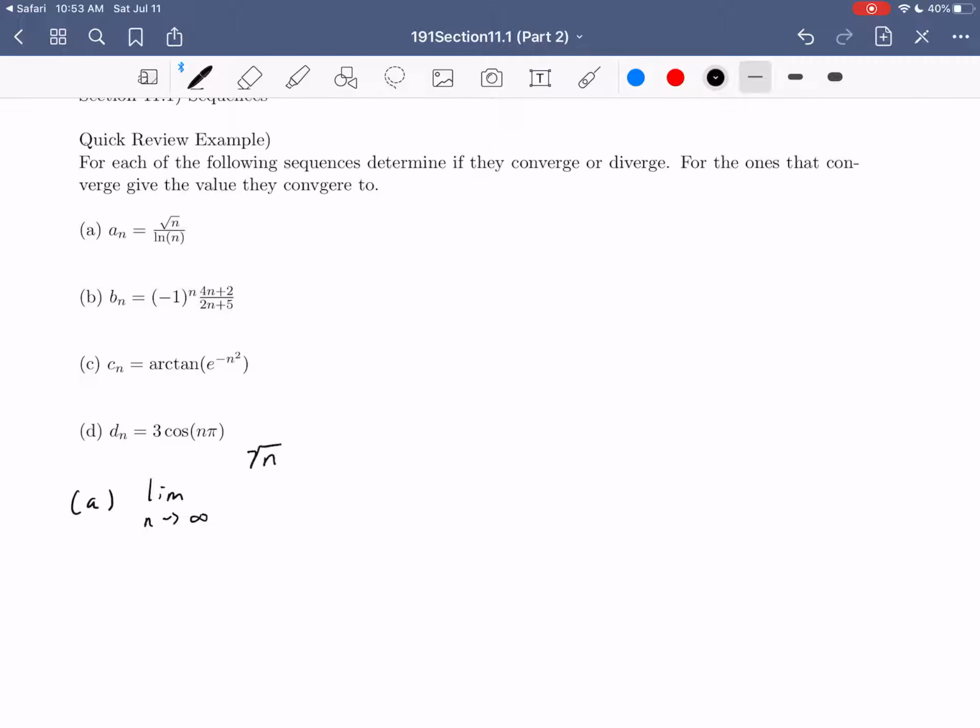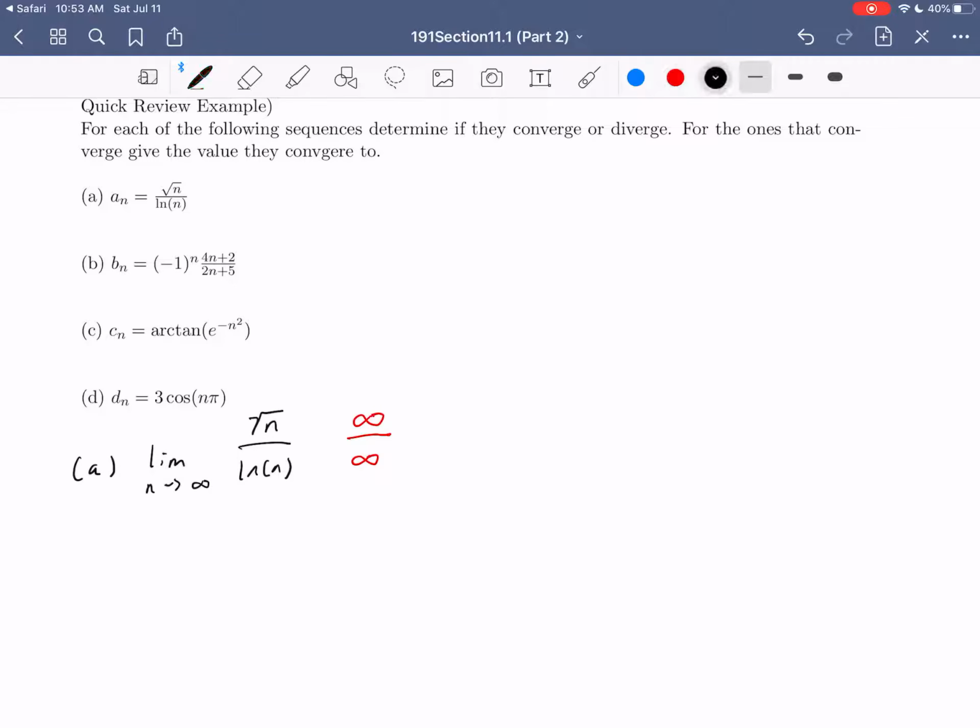So for A, we want to take a look at the limit as n goes to infinity of the square root of n over ln of n. We'll notice that this is mixed. This is n to an exponent, and this is a logarithm. We'll also notice that right now, this is in an infinity over infinity situation, because obviously as n gets larger, the square root also gets larger, and as n gets larger, ln gets very large. So since these are two different types of functions, n to an exponent and the natural log, and since it's infinity over infinity, we'd probably like to use L'Hopital's rule.